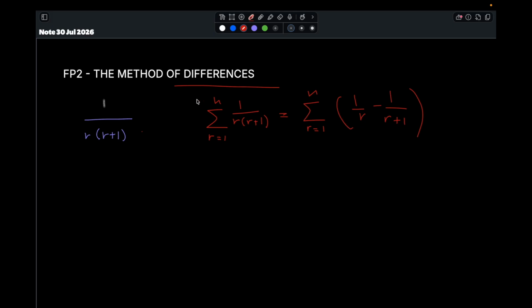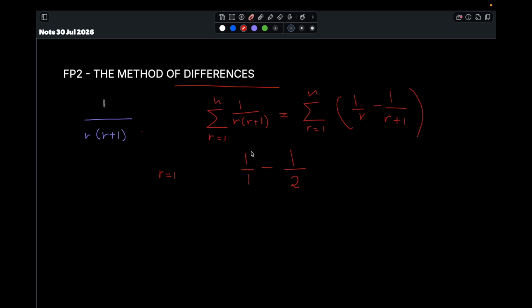In this type of question, where we find an expression in terms of n, the first thing we do is find what happens to this series function when r equals 1. When r equals 1, you substitute this value into the partial fractions, and you get 1 over 1 minus 1 over 1 plus 1, which is 2.